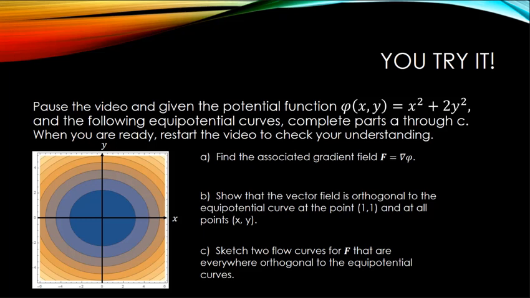In A, you want to find the associated gradient field f is equal to del phi. In B, you want to show that the vector field is orthogonal to the equipotential curve at the point 1, 1 and at all points xy. And in C, you want to sketch two flow curves for f that are everywhere orthogonal to the equipotential curves.